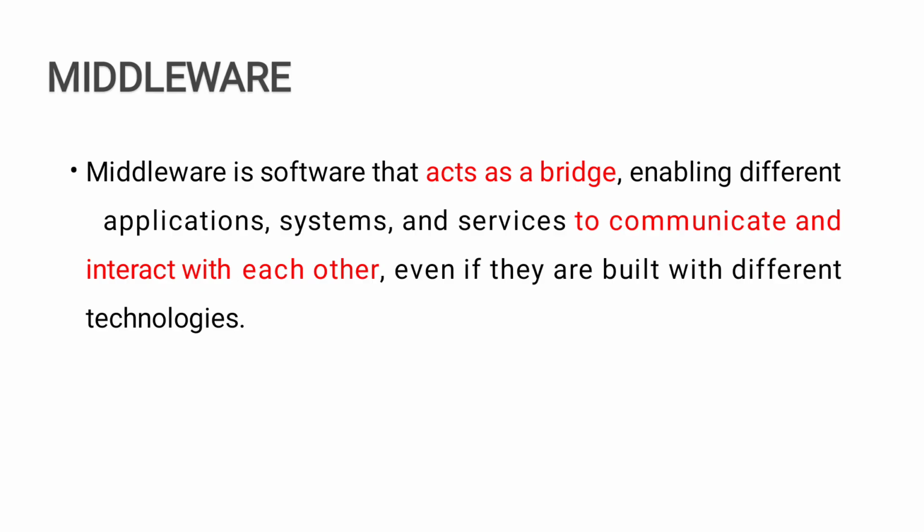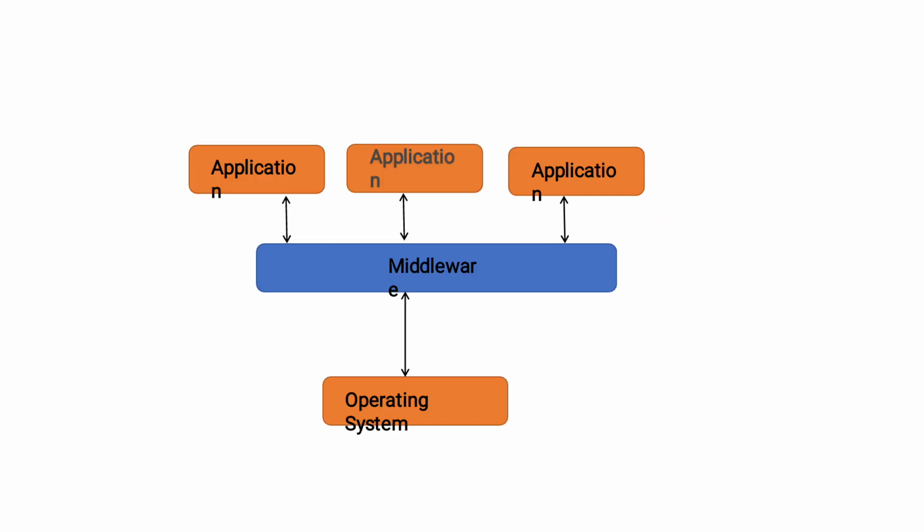So what is middleware? Middleware is a software that acts as a bridge enabling different application systems and services to communicate and interact with each other, even if they are built with different technologies. So the middleware is the system. It connects the operating systems and the applications.